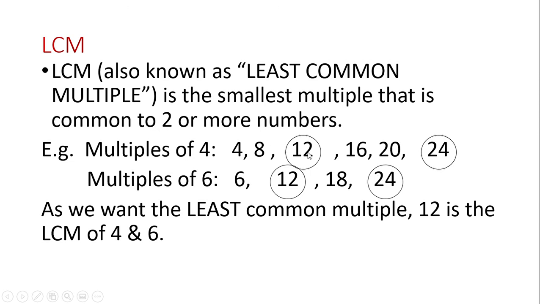Now first you found this and you found this. You're not going to be working with 24 because it's more than the least common multiple. Least as in the lowest. So 12 is the least common multiple. So as we want the least common multiple, 12 is the LCM of 4 and 6.